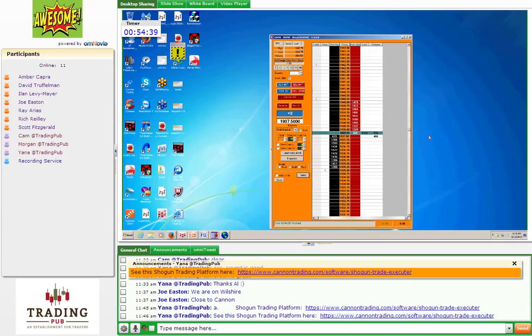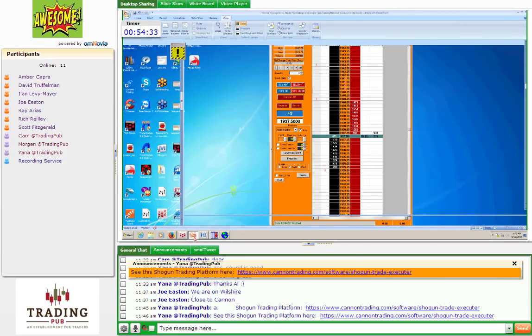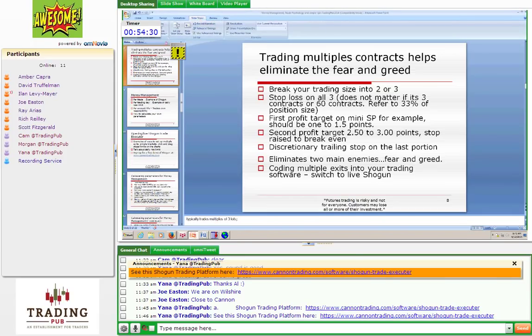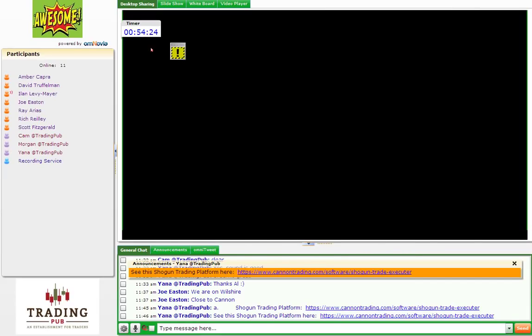And this is actually part of making your trading more mechanical, and I'm going to touch base on that as well. Okay. Let's go back to the slide we're on.